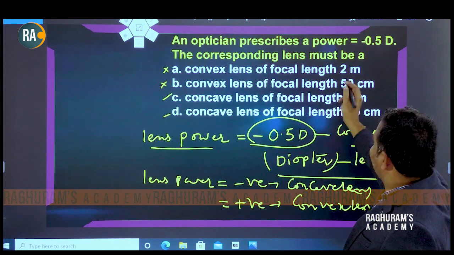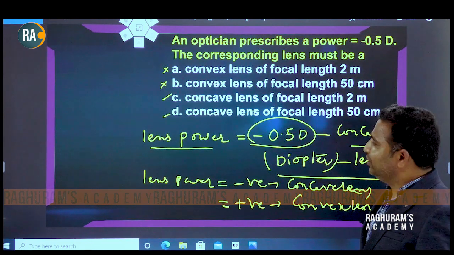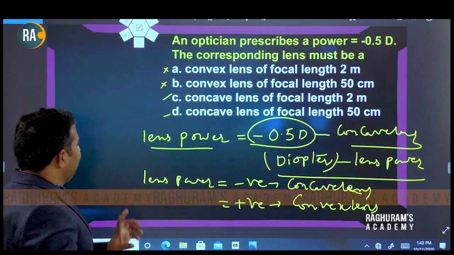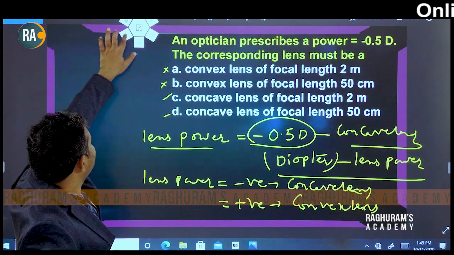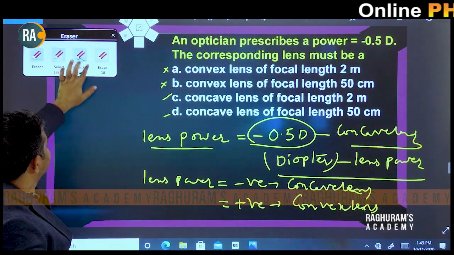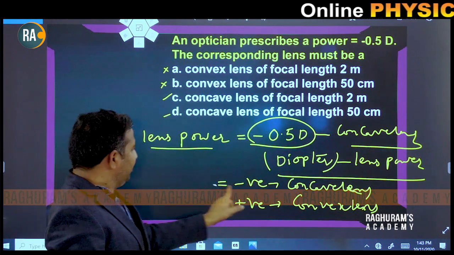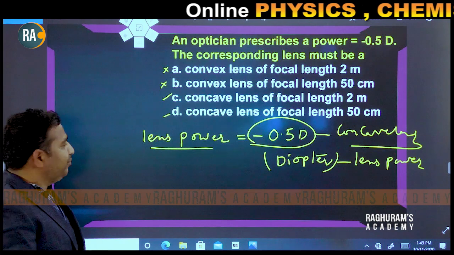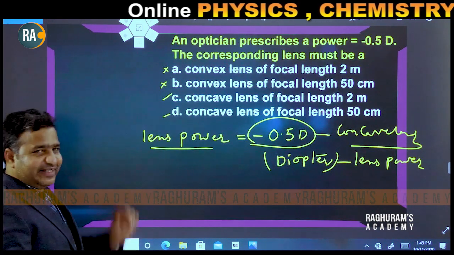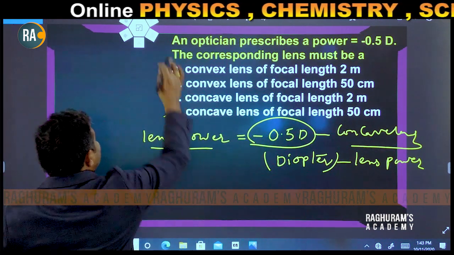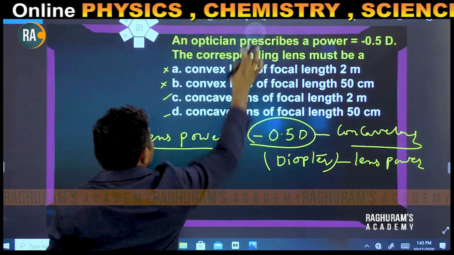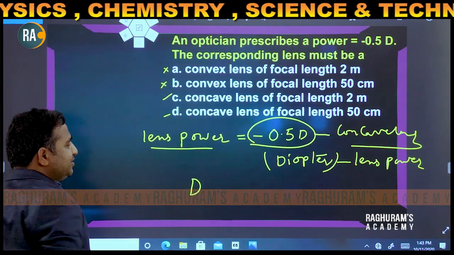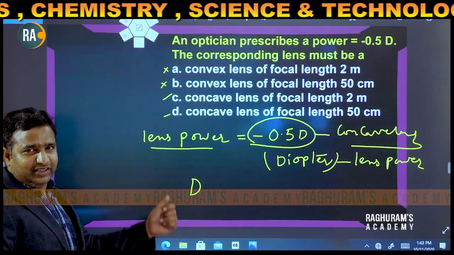Now we should find the focal length. How much focal length do we get? We should calculate the focal length. First we should write the formula of lens power, which is measured in diopters.